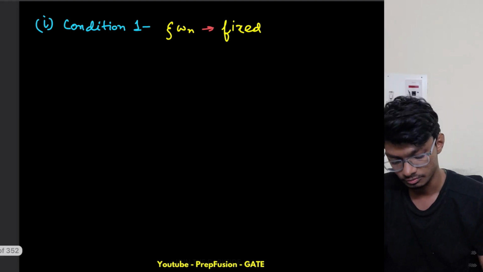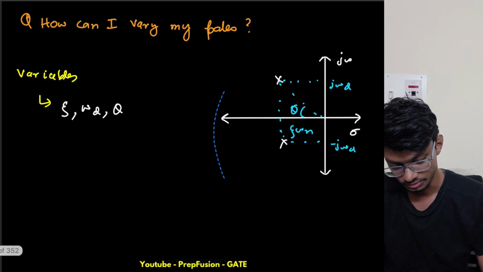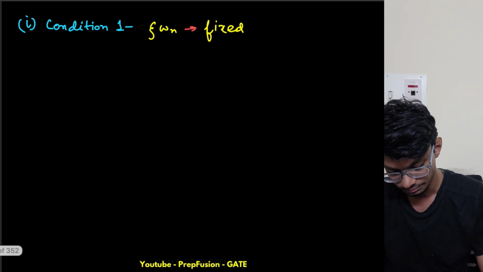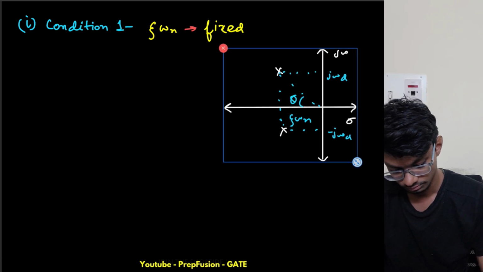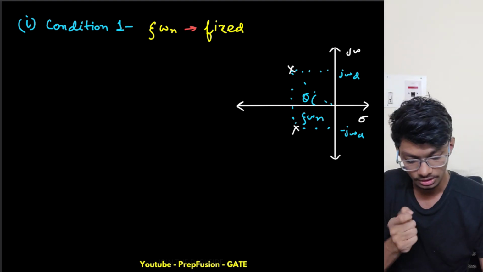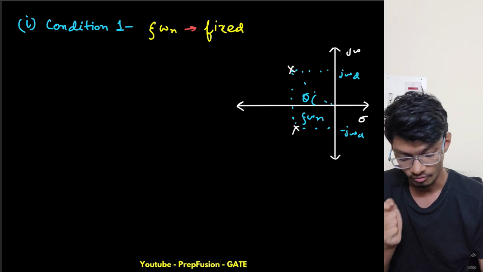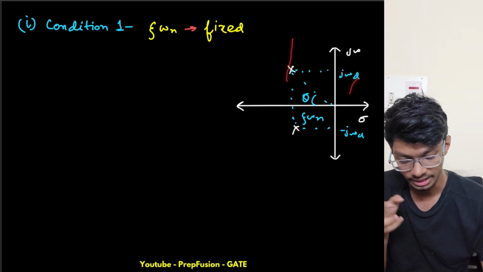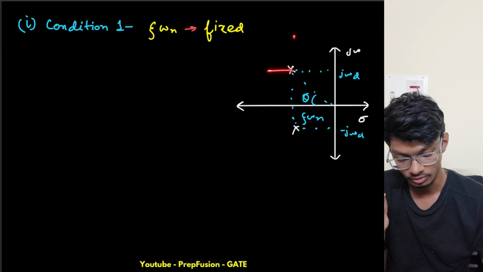Then how will the location of poles vary? So I will copy this one. Now this part is fixed, right? So what will vary? Obviously my omega d can vary. If omega d is varying, then I can move above, but I cannot move this part. So I can only move in this direction, right? So what will change?